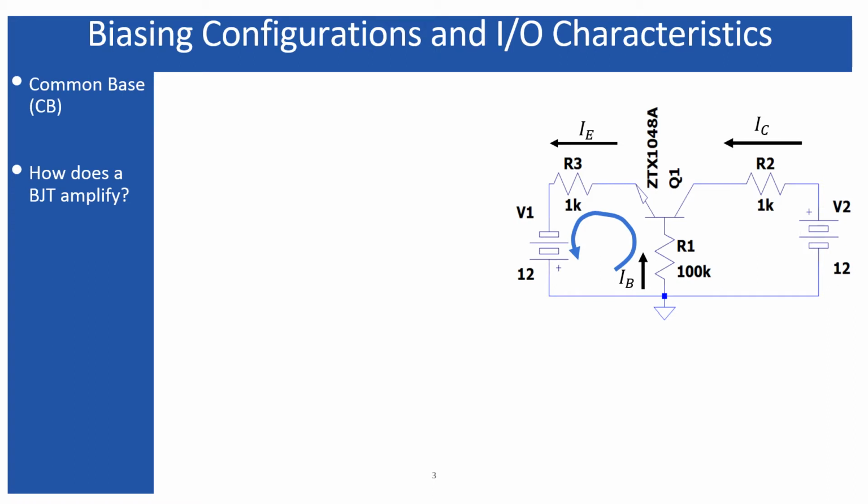How does a BJT amplify? To answer that question, we first have to understand the significance of the input characteristics and the significance of the output characteristics. In my last lecture, I discussed lots of things regarding the input and output characteristics, but here I will start with the input characteristics first.